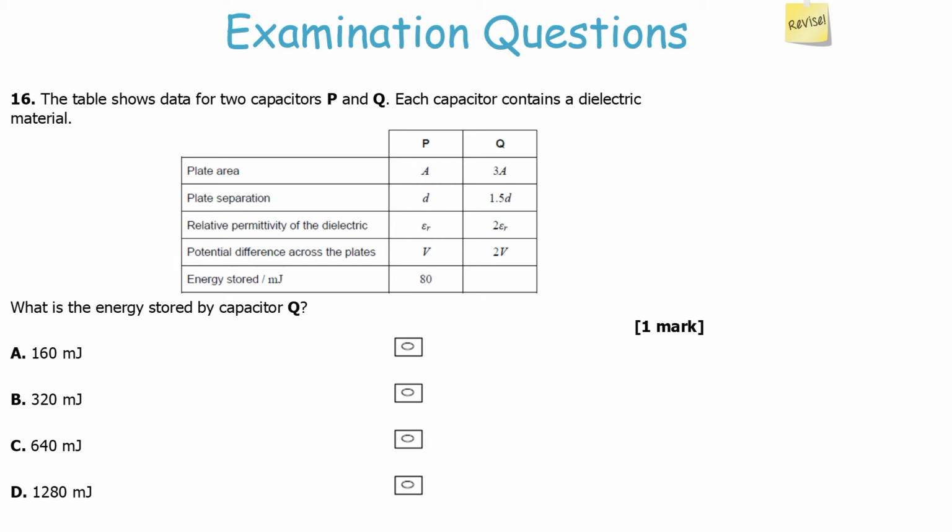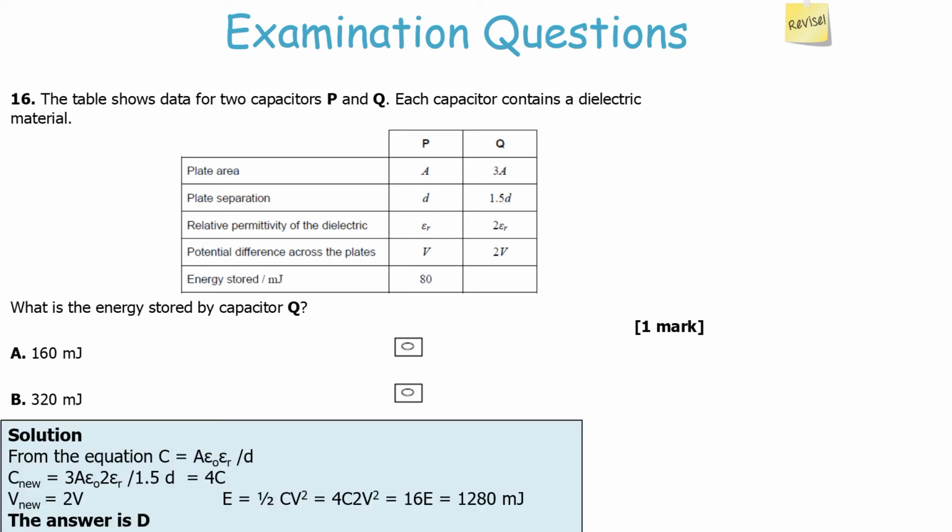Well, again, you've got to use our parallel plate capacitor equation and say C is equal to A E0 ER over D. Now, for our new energy stored by our capacitor, we've got to add in these different terms. So we put 3A in instead of A, we put 2ER in instead of ER, and we put 1.5D instead of D in by looking at those particular values. So subbing those into our new equation, we work it all through and we see it's now 4. So therefore, the new capacitance is going to be 4C.